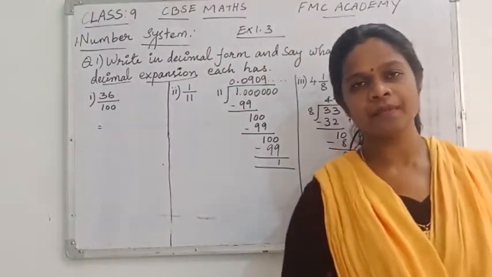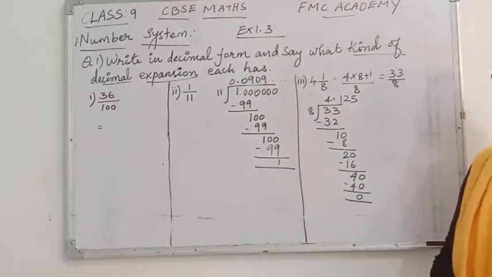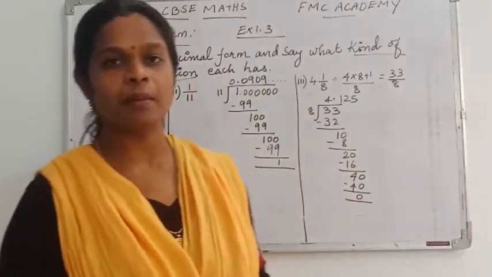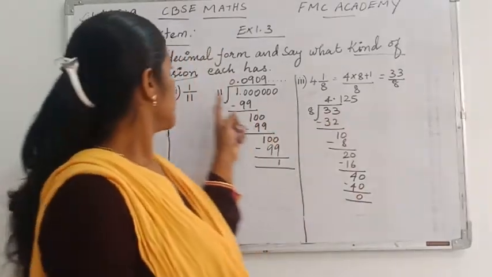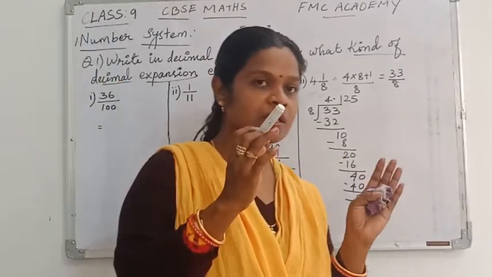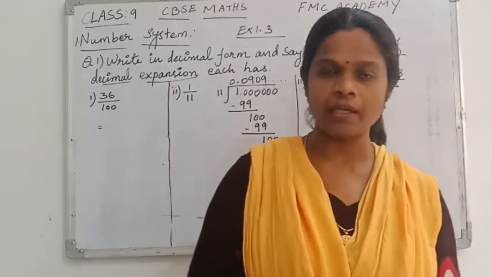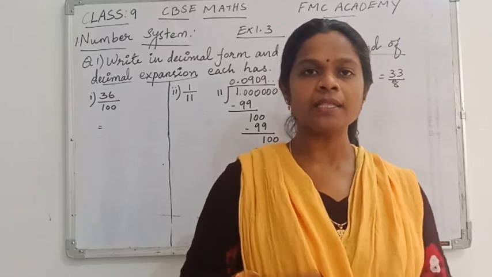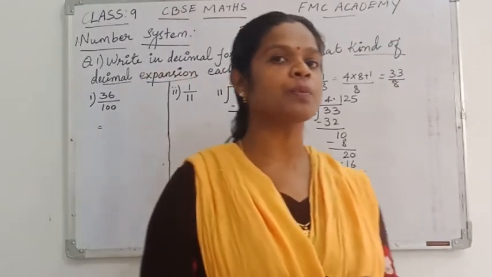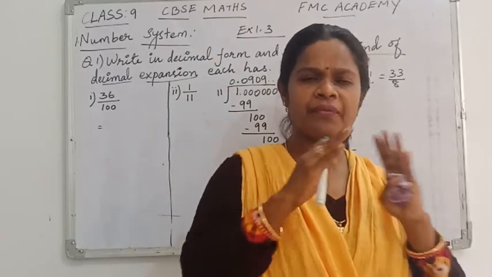Hello children, in this video I am here with the exercise 1.3. When I complete this exercise, I hope you all will be very clear about the decimal expansions. Whenever the decimal expansion is given to us, how to classify them, whether it is terminating or non-terminating. And another type, whenever a decimal is given to you, how to convert it into p by q form. That's what we are going to see in this video today, and everything will be very clear.